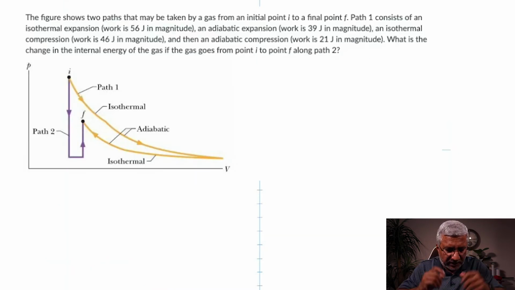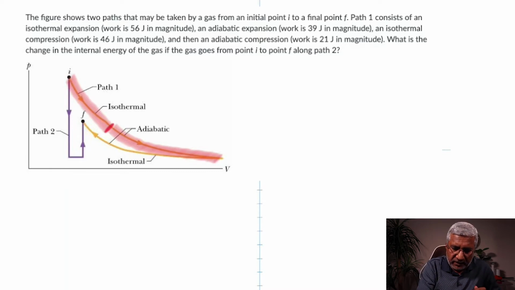The figure shows two paths that may be taken by a gas from an initial state I to a final point F. Path one consists of an isothermal expansion. So let me draw it as I'm speaking. So maybe till there it's isothermal expansion, and then an adiabatic expansion, which is that. So half of it is isothermal, half of it is adiabatic. And then an isothermal compression, or I change color. So which is this, maybe till there. Isothermal compression, you can see that the volume is decreasing now, isn't it? Going back. And then an adiabatic compression.